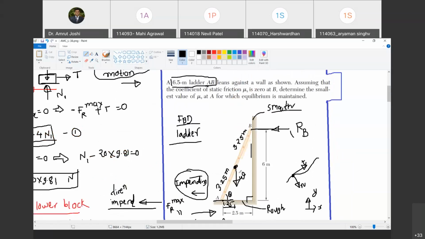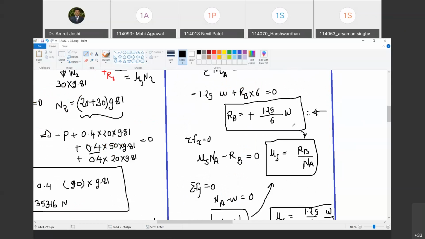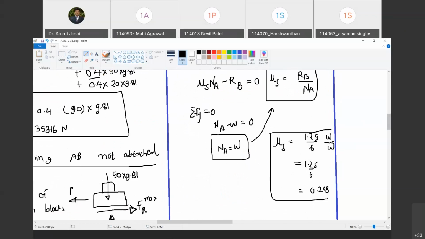There are a few fascinating facts to be observed. Whatever may be the weight of the ladder, it is not going to matter as long as the geometry remains the same and the coefficient of friction remains the same. Are you with me? Yes, sir. So whether the ladder is of 10 kg, 20 kg, or 30 kg is immaterial. Weight cancels out. Do you see? Yes, sir.